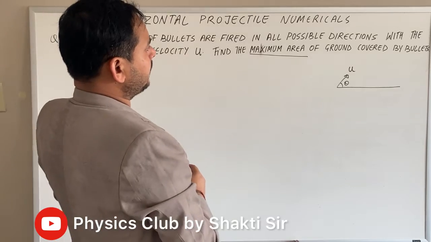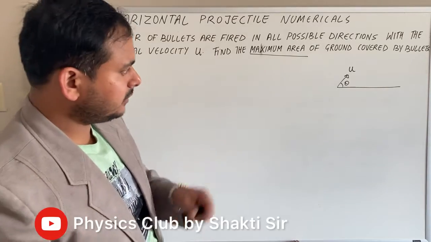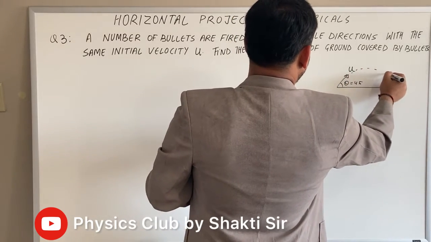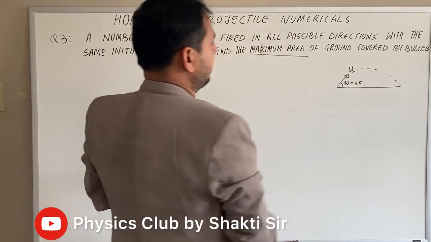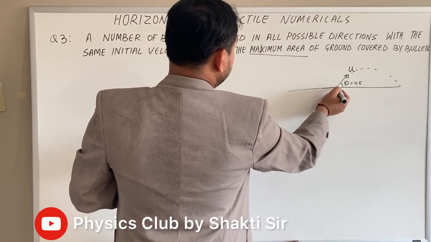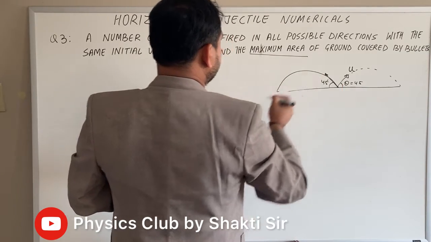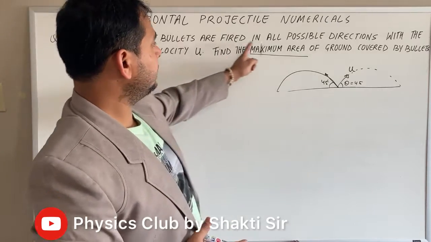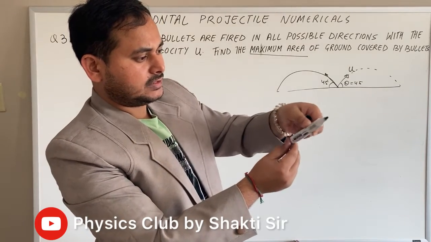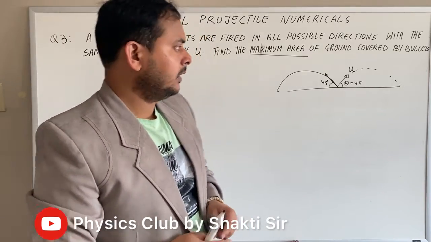cover. So to calculate the maximum area, the range should be maximum, and for the range to be maximum, the angle should be 45 degrees. So theta should be equal to 45 degrees. This is the range in one particular direction, and the same scenario can be analyzed in this direction. Then it is projected at 45 degrees because it is projected in all possible directions. So in all possible directions it is fired, and to get the maximum area, the angle should be 45 degrees.